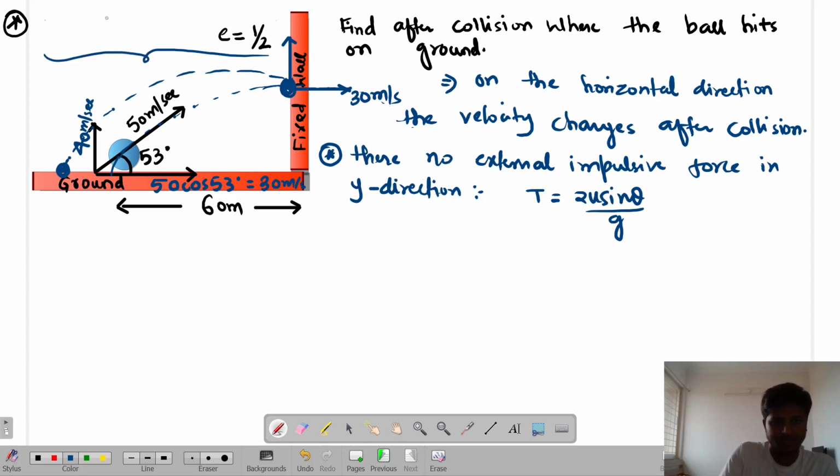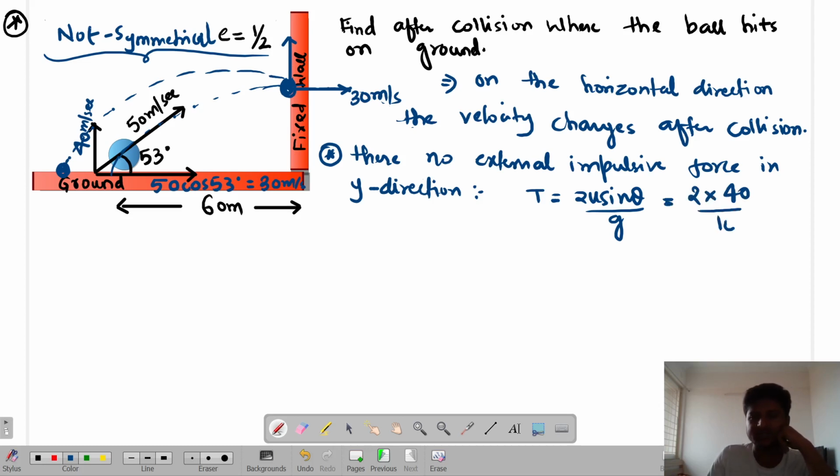This gap over here is not symmetrical, but still the time of flight will be the same, which is 2u sin theta upon g. 2u sin theta is 40, g is 10, 10, 10 cancel. 8 seconds is my total time of flight. Are you able to get me or not?